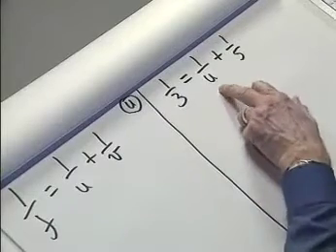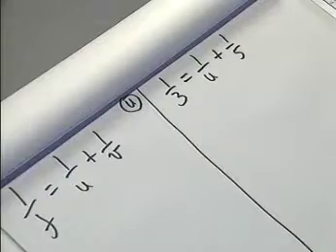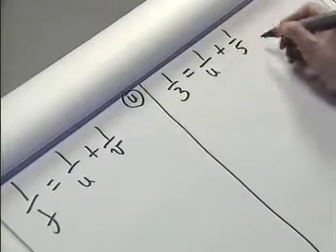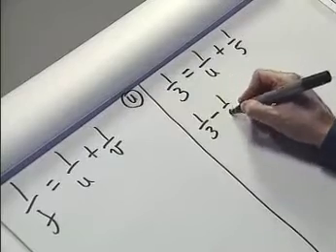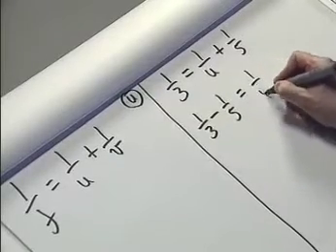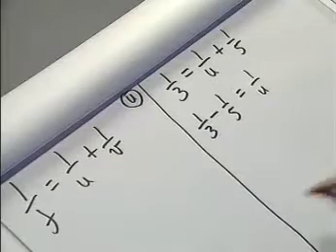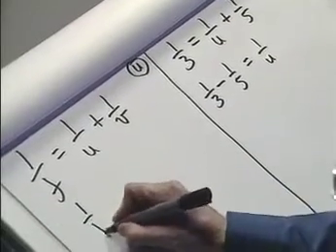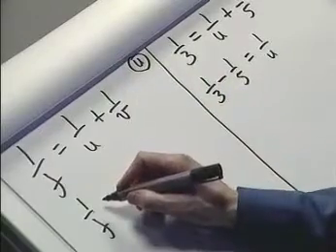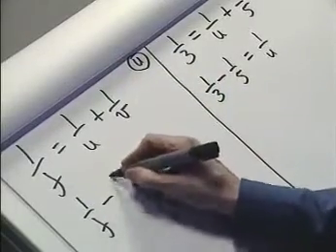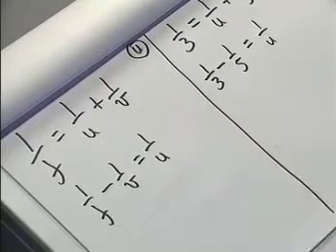Now I want to isolate this term first in 1 over U. To do that, I'm going to take this away from both sides. 1/3 take away 1/5 is equal to 1 over U. So let's do that. Isolate this term in U. And so to do that, we take away 1 over V from both sides. So with 1 over F, take away 1 over V is equal to 1 over U.